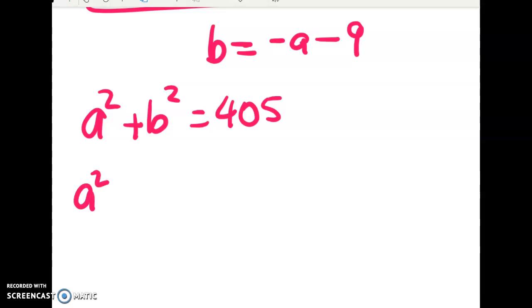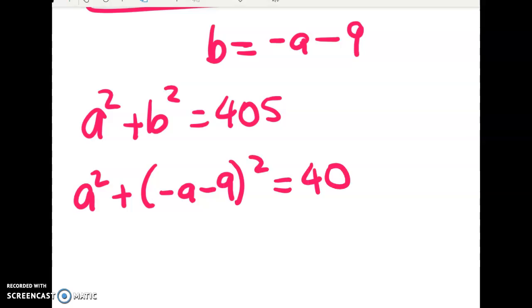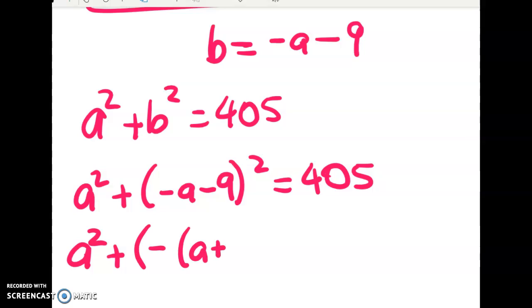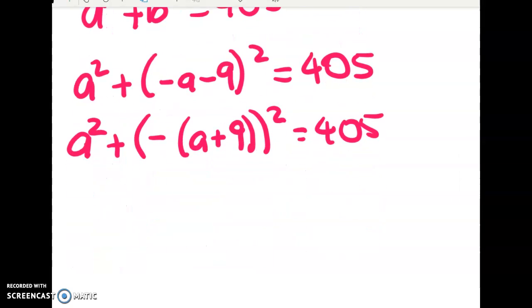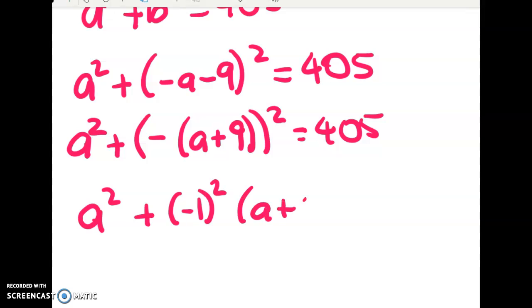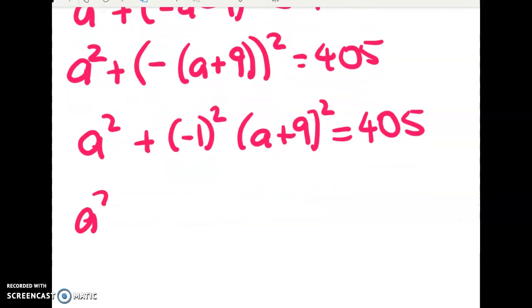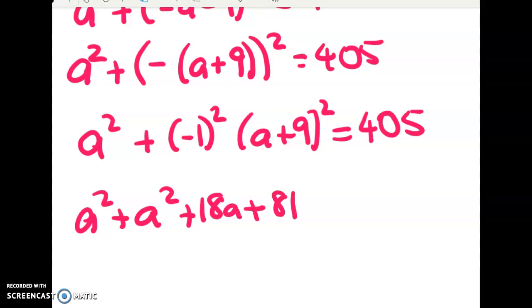Just be really careful with your expansion. I'm going to show you how I would expand that. I would take out the negative because I hate working with negative coefficients in quadratics. So we get a squared plus, and that negative 1 squared just disappears into a 1. This gives me a squared plus 18a plus 81 minus 405 equals 0.